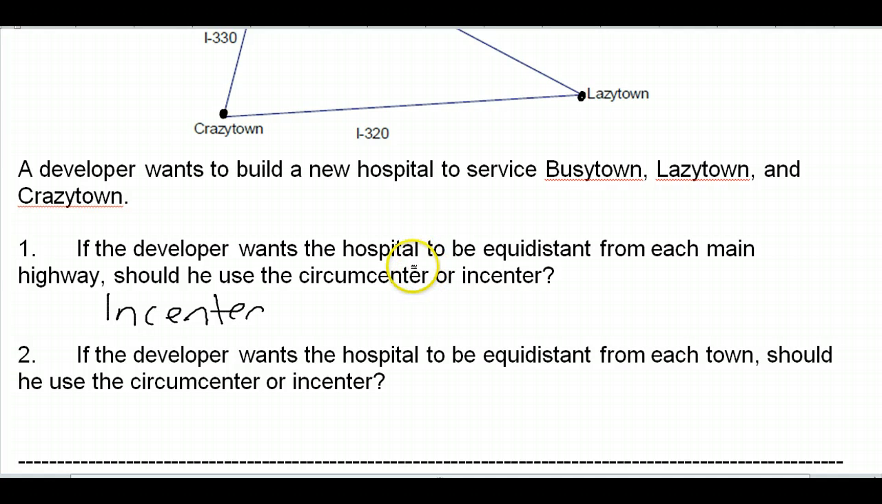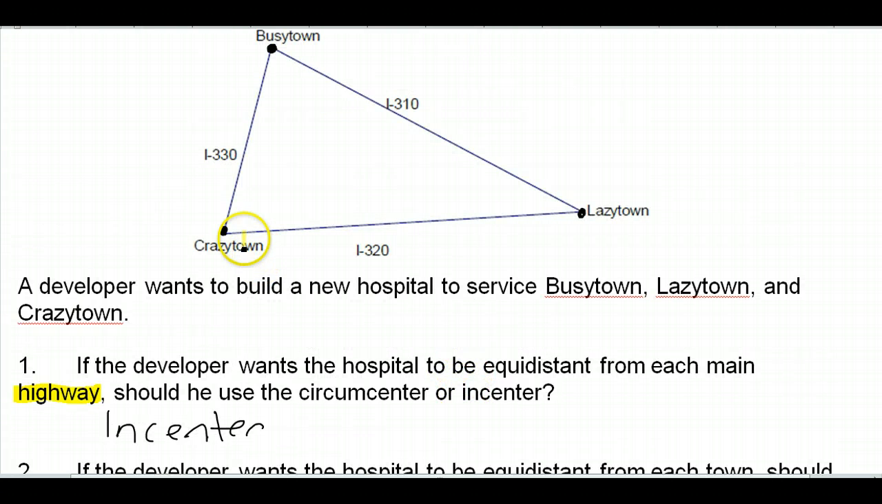Well, equidistant could be either one. The key word that tells us that we want the sides is the word highway. Because in this picture, the highways are these lines in between the cities. Highway, highway, highway. So equidistant from the highways means equidistant from the sides. That's your in-center.